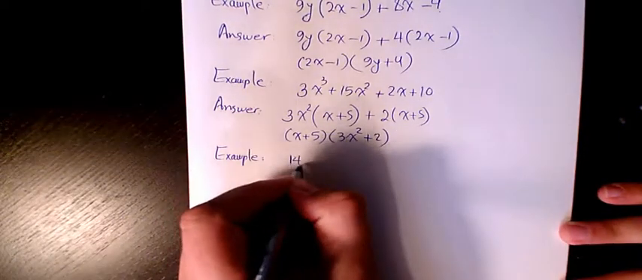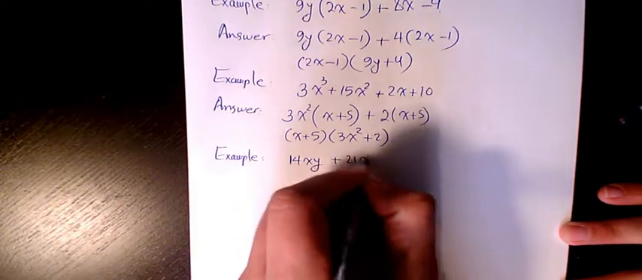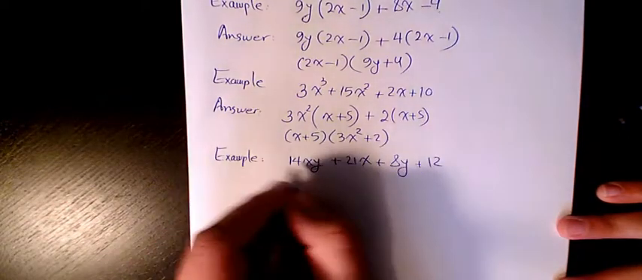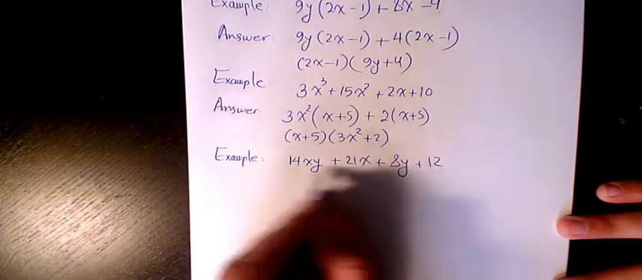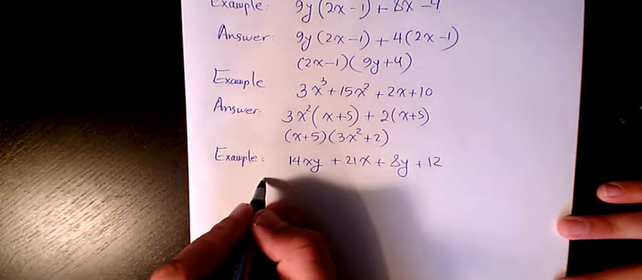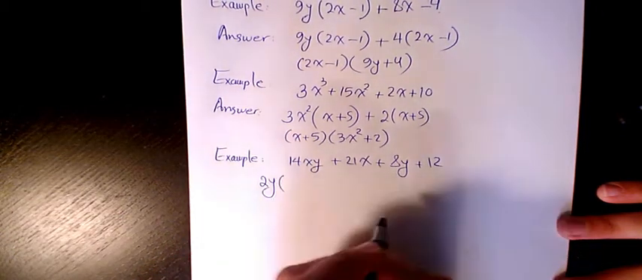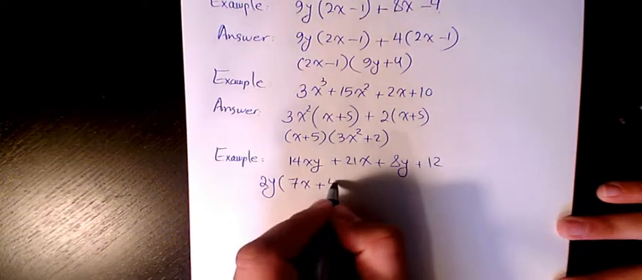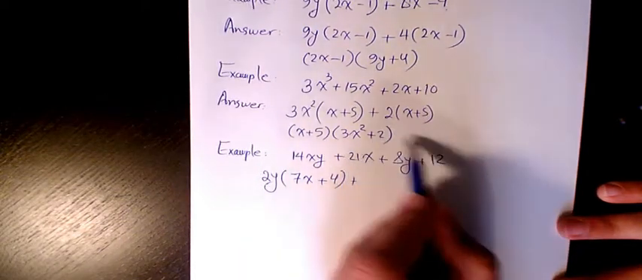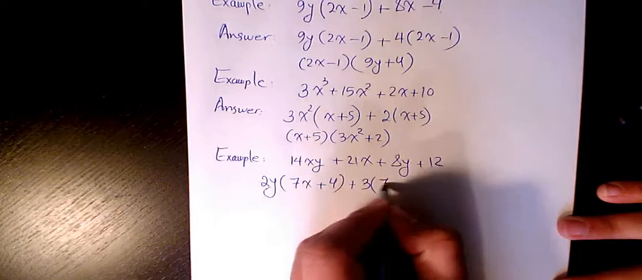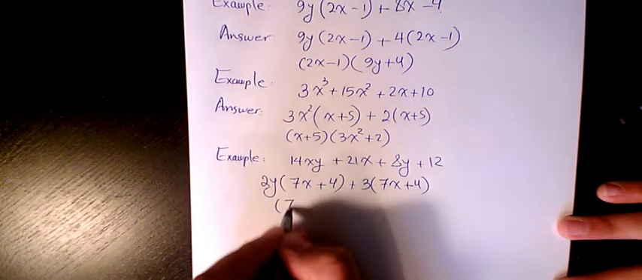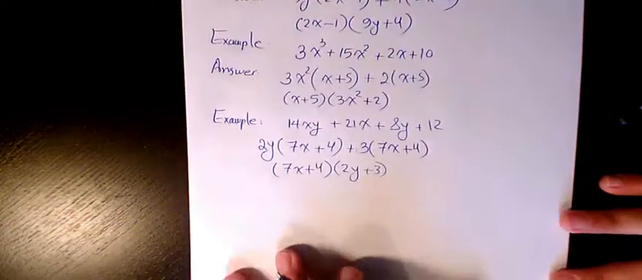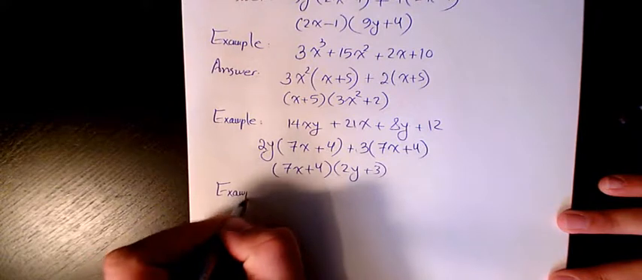It is 14xy plus 21x plus 8y plus 12. Now I factor from here and here, I can factor 2y for these two, and then it becomes 7x plus 4. And here, between these two, I can factor 3. Then it will be 7x plus 4. Then I can factor 7x plus 4. It will be 2y plus 3. Next example.